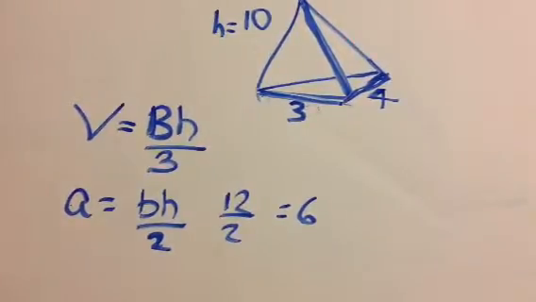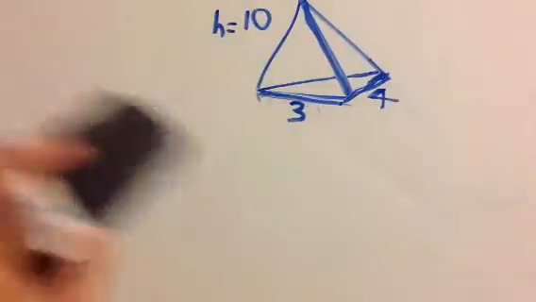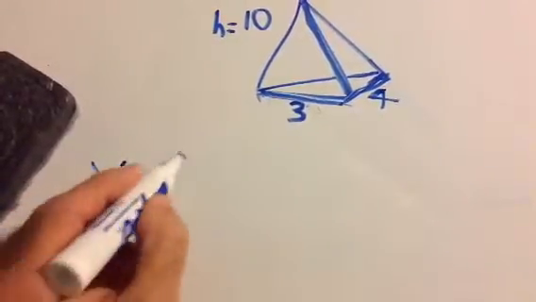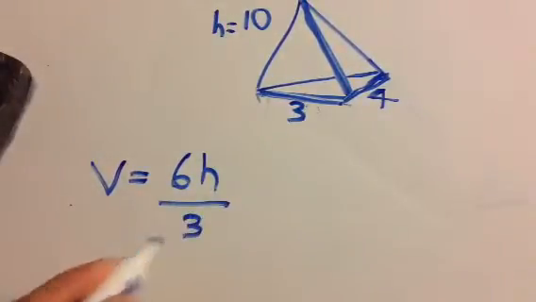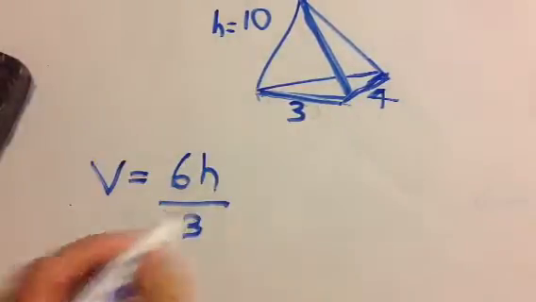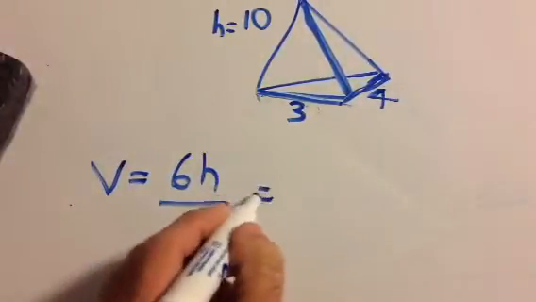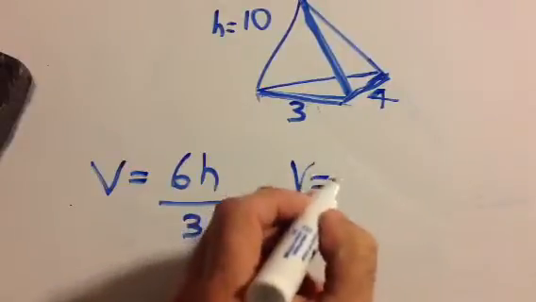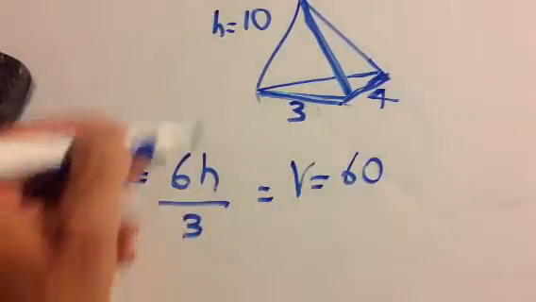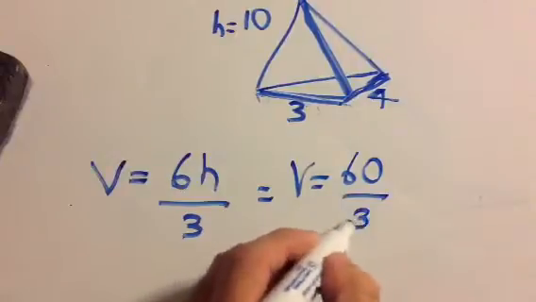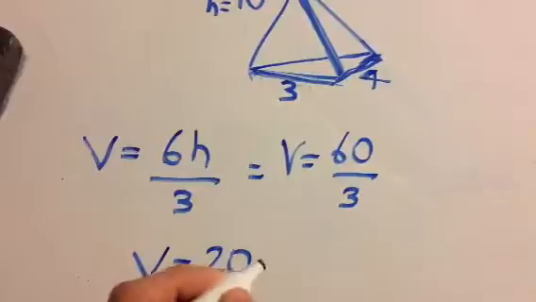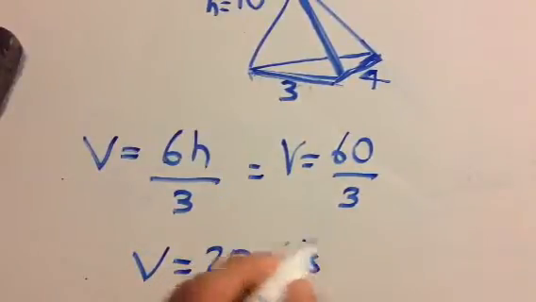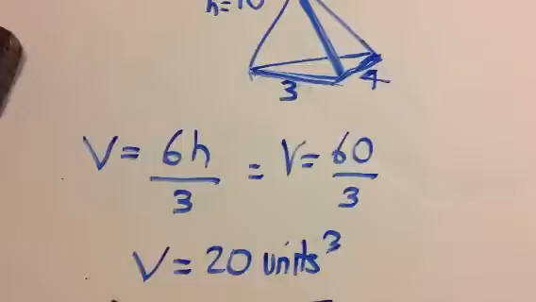Right? So let's erase that now. We know it's 6. So the volume is now 6 times the height. Remember that? Over 3. So now 6 times 10 is 60. So we'll bring it over here. The volume is going to be 60, because 6 times 10, the height, is 60, over 3. Bring this up, and we have a volume that's going to be 20 units cubed. Don't forget to put the cubed sign when we do volume.